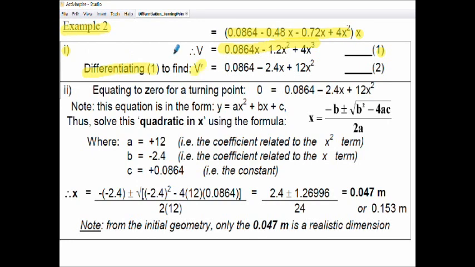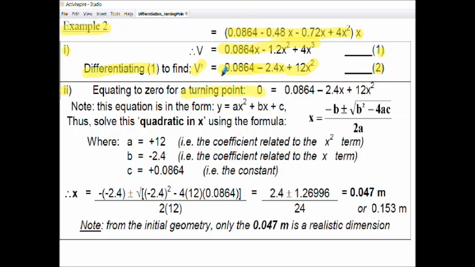I've simply called it the dash for convenience. So differentiating 0.0864x gives me 0.0864. Differentiating the minus 1.2x squared gives me minus 2.4x. And differentiating the plus 4x cubed gives me plus 12x squared. All standard form, all ax to the n. Step 2. We need to equate this equation, equation 2, to 0 to find the turning point.